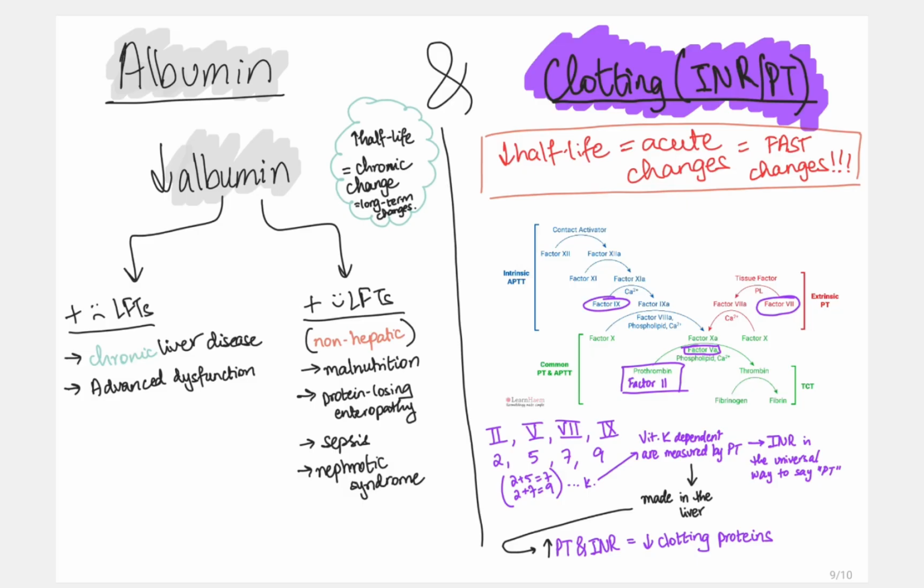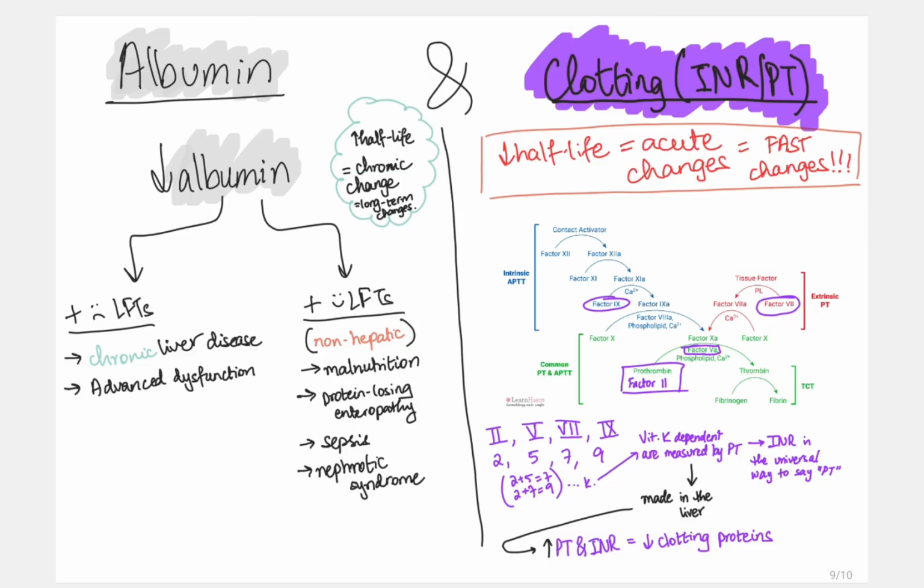So if you've got normal LFTs, you've got non-hepatic causes, which are essentially things that have nothing to do with the liver. Malnutrition, protein-losing enteropathy, sepsis, and nephrotic syndrome. But if you've got bad LFTs, then this can be a sign of chronic liver disease, or a really bad dysfunction.